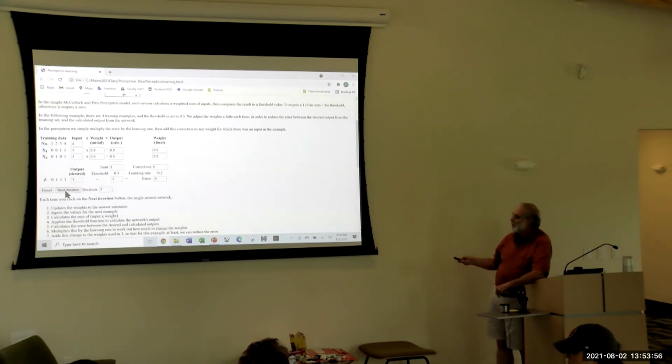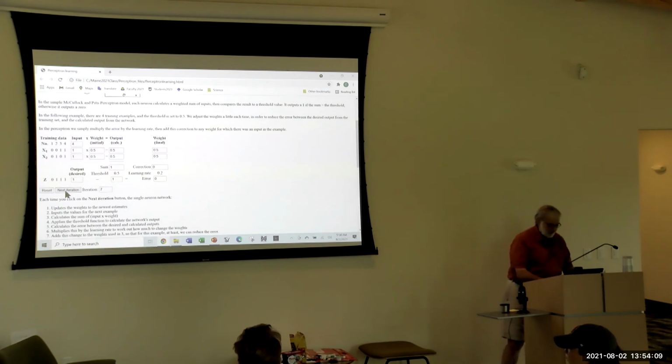Okay, we input 1 and 1 times our weights. That's 1. It outputs a 1. That's what we wanted. Error 0. Don't do anything. Now go back and go through the training set again. So now we're inputting zeros. We're getting zeros. Fine. We check the second one.